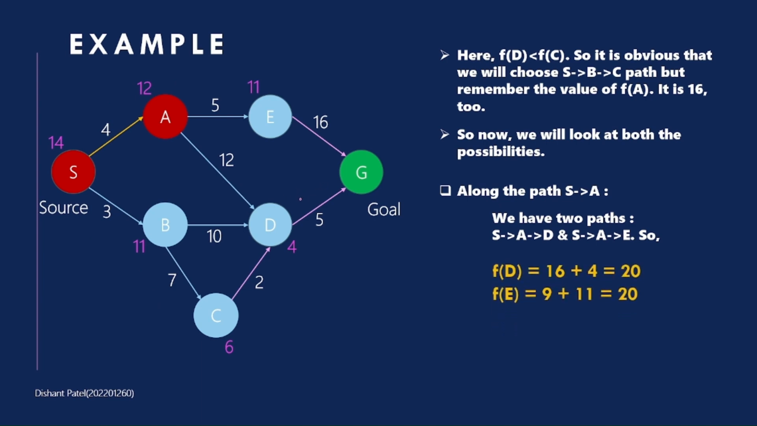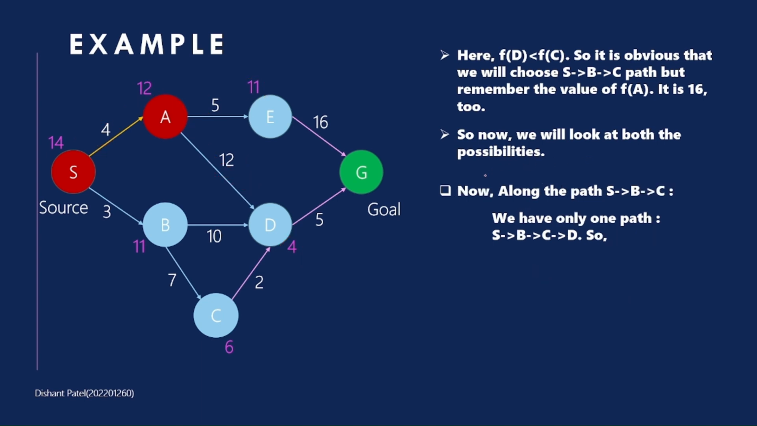So f of D along the path S to A and A to D, the actual value will become 4 plus 12, 16, and the heuristic value of D is 4. So f of D will become 20, and f of E, actual value is 4 plus 5, 9, and the heuristic value is 11. Okay, so f of E will become 20.